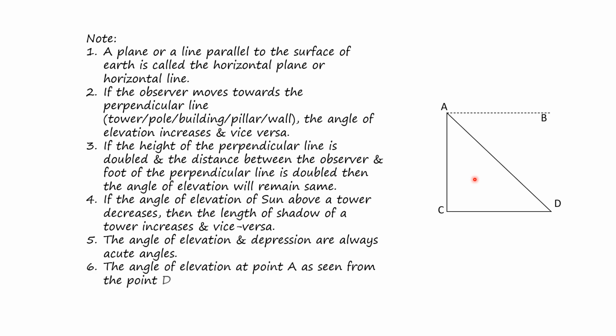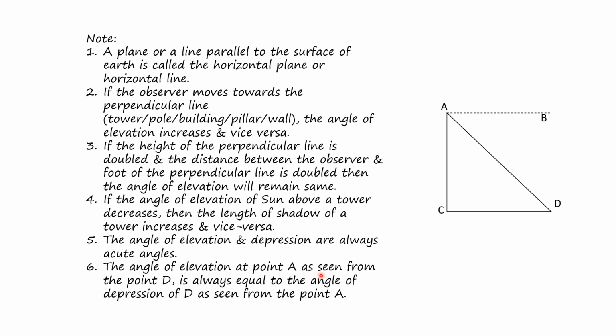The angle of elevation at a point A as seen from point D is always equal to the angle of depression of D as seen from the point A. Suppose the observer is looking from the point D to A. This angle of elevation will be the same if the observer sees from A to the point D. Angle A will remain equal to angle D, that is the angle of depression.